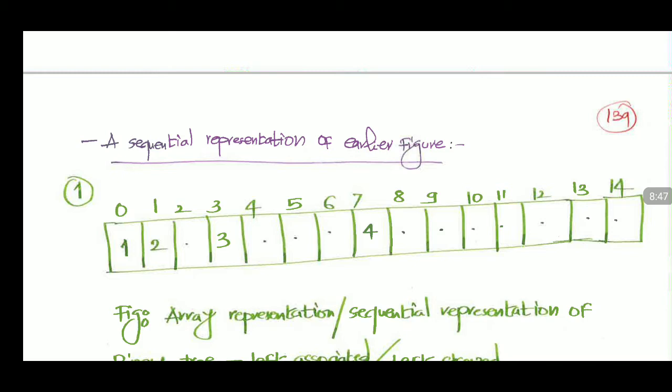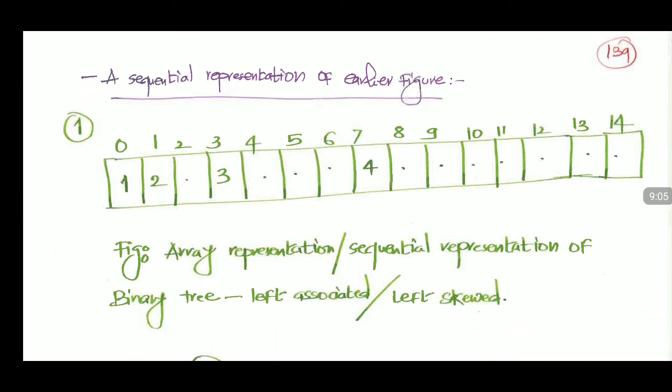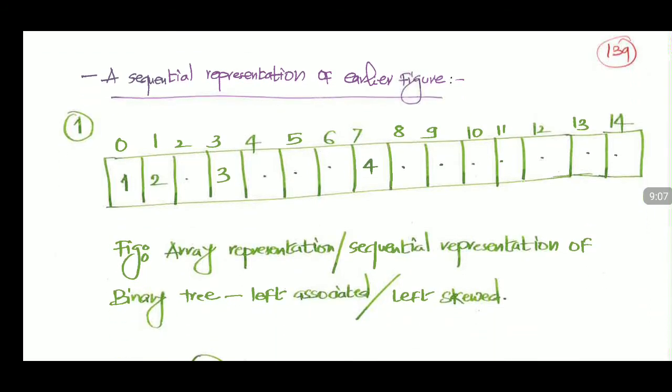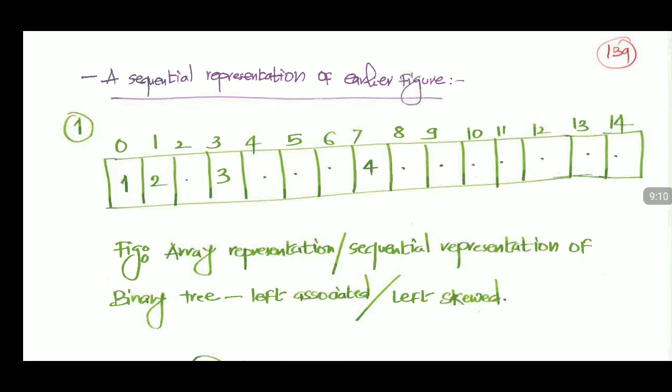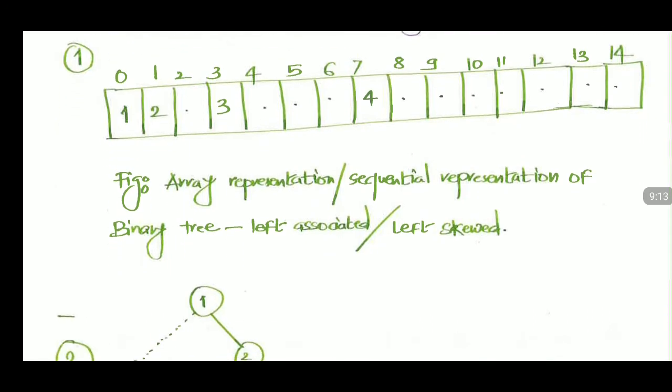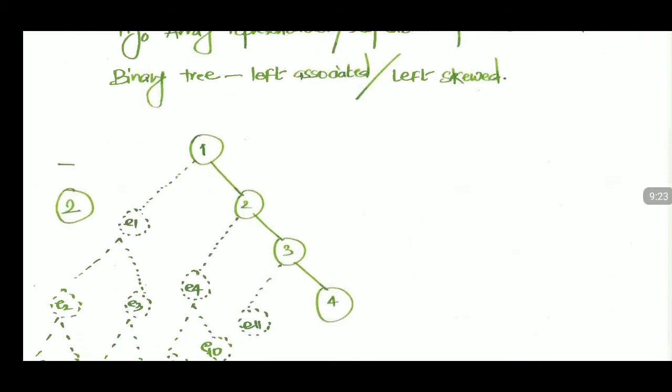It means there are only 1, 2, 3, 4. There are only 4 nodes. These 4 keys are stored at 4 places, but all other places are empty. It means if you do the sequential representation of a left skewed or right skewed tree, then there are many such wasted spaces. It is a wastage of the memory assigned to that particular array.